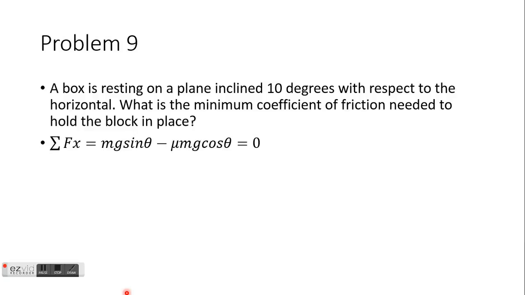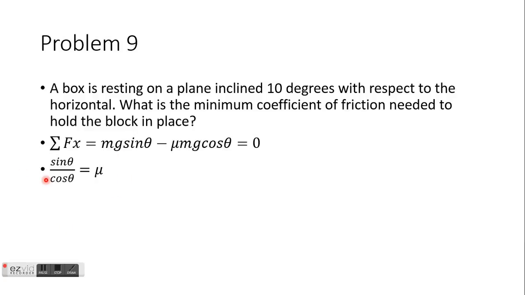So mg sine theta minus mu mg cosine theta is equal to 0, because mg cosine theta is the normal force. So we can cancel out mass, we can cancel out gravity. We can say that g sine theta is equal to mu g cosine theta. Or solving for mu, sine theta over cosine theta is equal to mu, because m and g both canceled, remember?